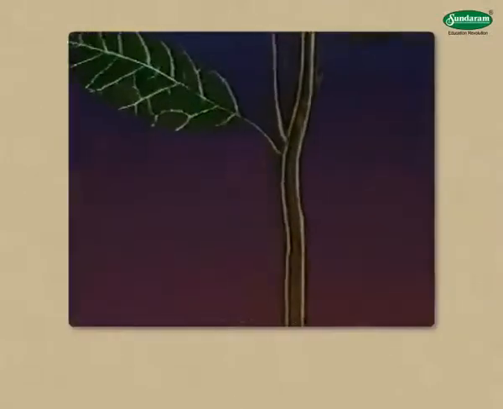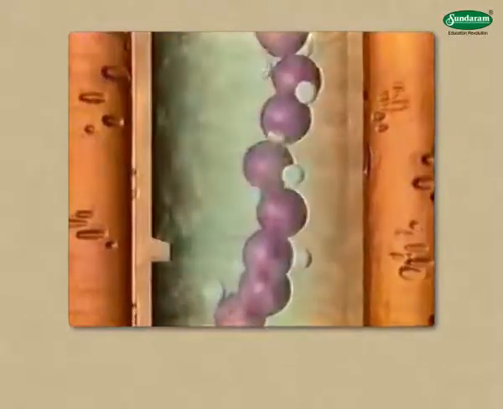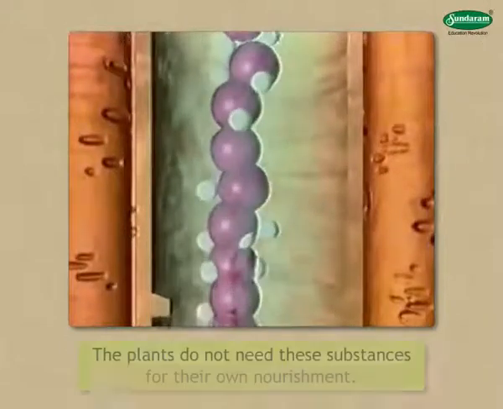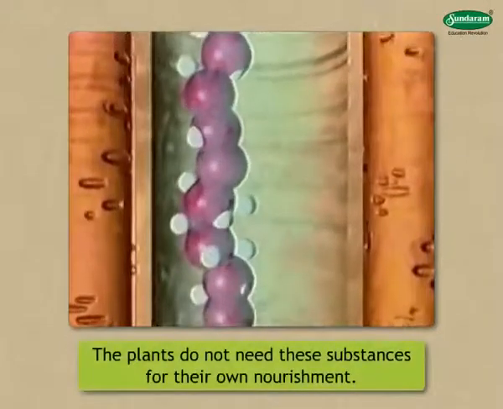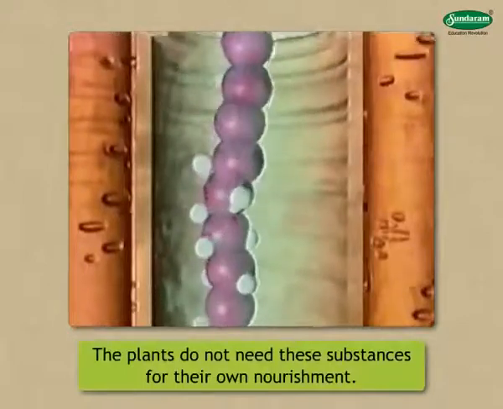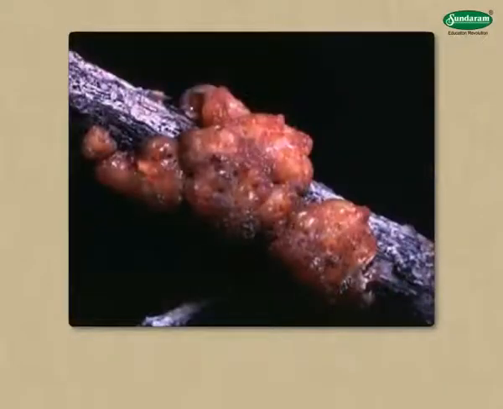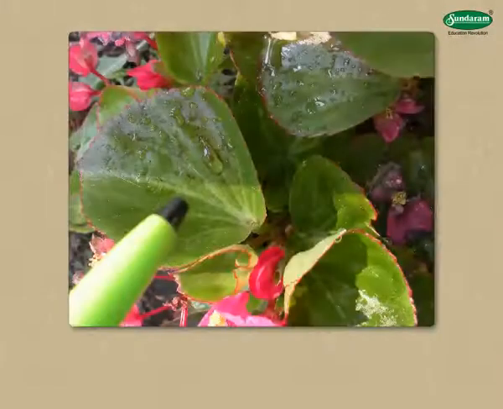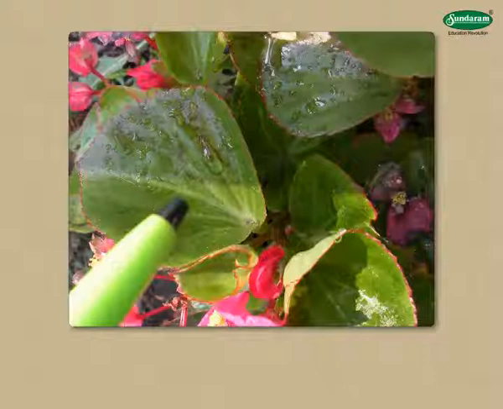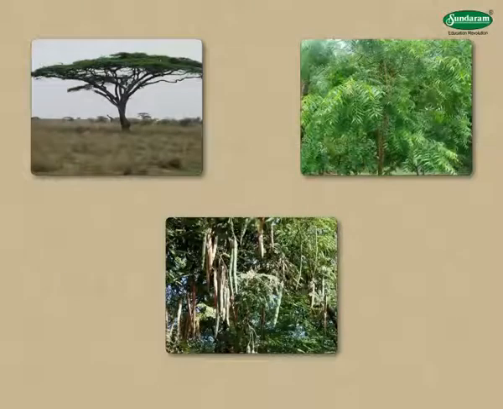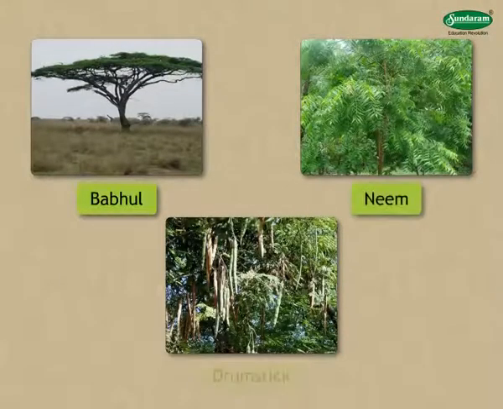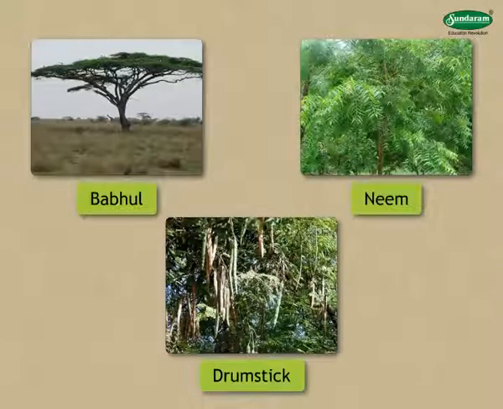In plants, in the process of producing food, a number of other substances are also formed. The plants do not need these substances for their own nourishment. They pass out such substances as waste materials. Plants excrete in the form of vapor. The stems of plants like the babool, neem or drumstick secrete gum. This too is a waste material passed out by them.